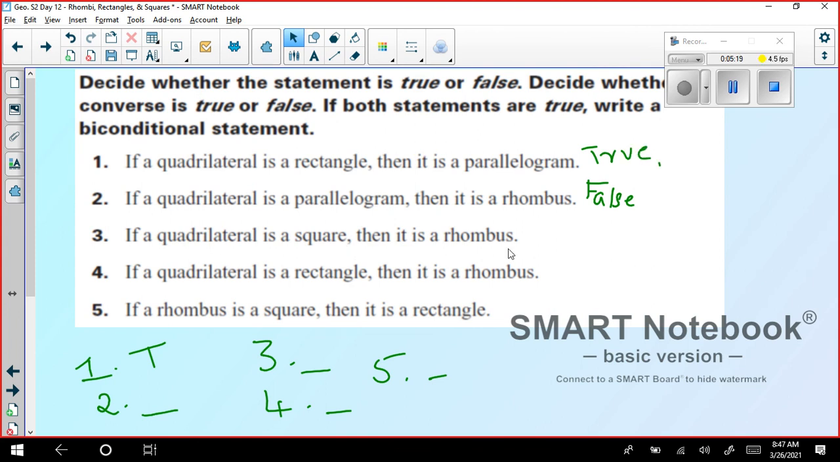If a quadrilateral is a square, then it's a rhombus. A quadrilateral is a square when it's an equiangular and equilateral parallelogram. But what is a rhombus? A rhombus is nothing but an equilateral parallelogram. So a square satisfies the definition of an equilateral parallelogram as well. So this is true. Let's see the next. If a quadrilateral is a rectangle, then it is a rhombus. The definition of a rectangle is an equiangular parallelogram, and this is an equilateral parallelogram. Both are different, so this has to be false.